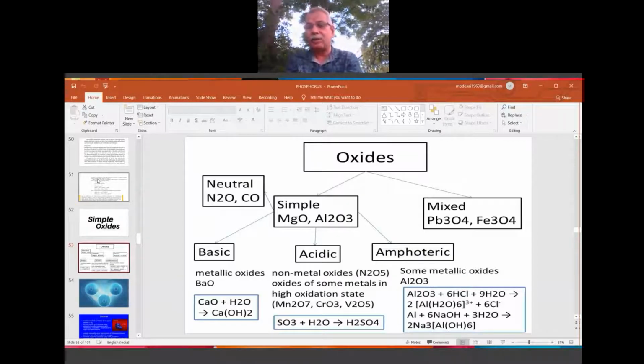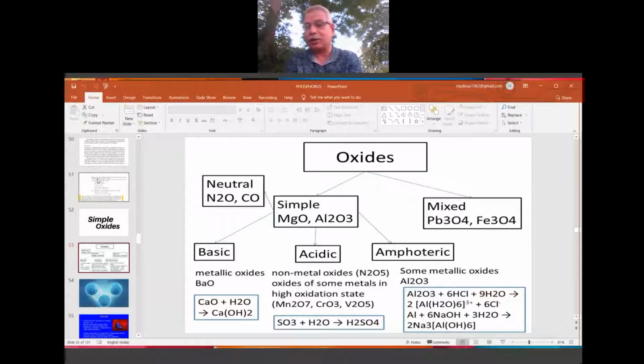Amphoteric oxides react with both acid and base. In the case of acidic oxides, they react with basic oxides, because they are acidic in nature; when they are acid, they react with base. In the case of basic oxides, they react with acids. So amphoteric oxides are the oxides which react with both, such as zinc oxide and aluminum oxide.